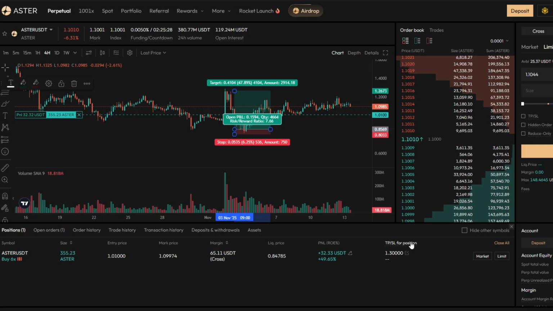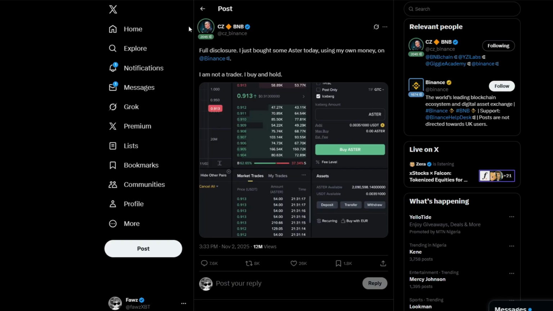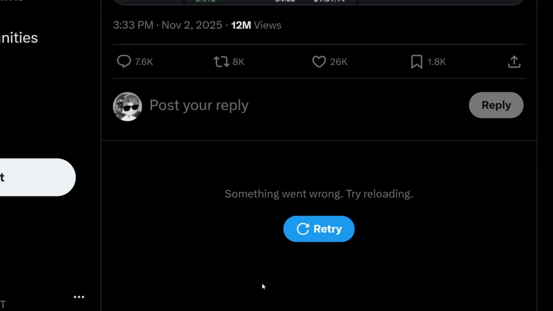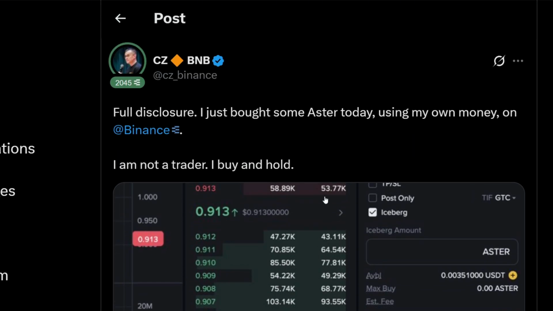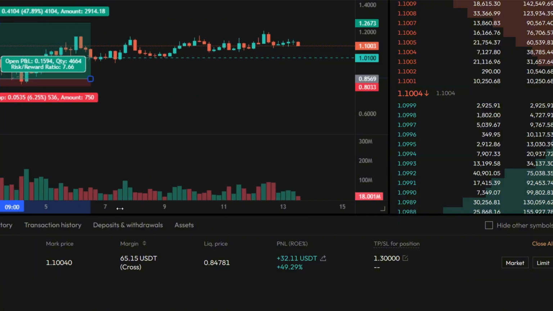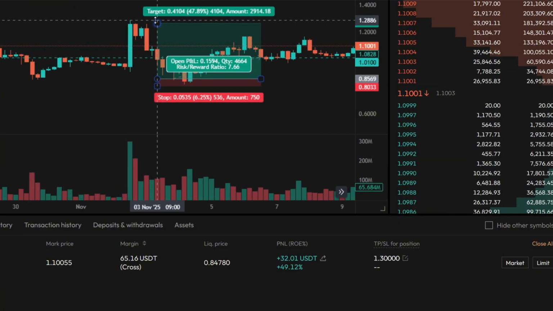Now let's take a look at this second example. On November 2nd, CZ said he bought some Asta, and this post was made at 3:33 p.m. on November 2nd. They said, I bought some Asta, blah, blah, blah. And you can see how the market reacted to that. The market literally pumped from 0.9 all the way to 1.28, right?